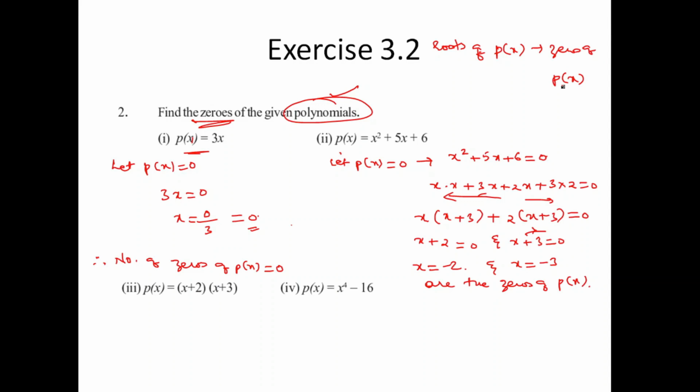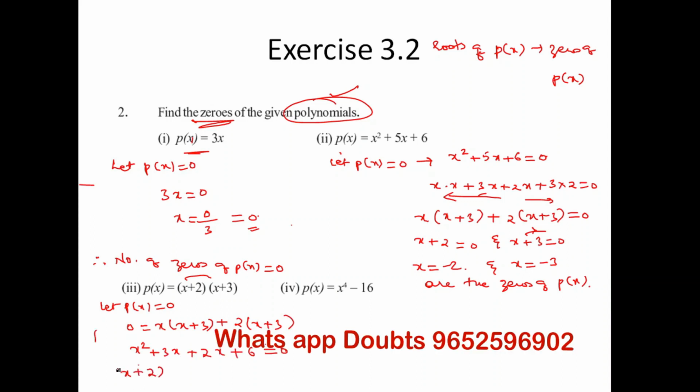So let's look at the third one over here. Here also I'm just assuming that p of x is equal to 0. So I'll get 0 is equal to x plus 2 into x plus 3. Multiplying, I'll get x square plus 5x plus 6. This is the reverse of the previous one, which means I can do this directly. These are the roots of the equation. No need to solve this one.